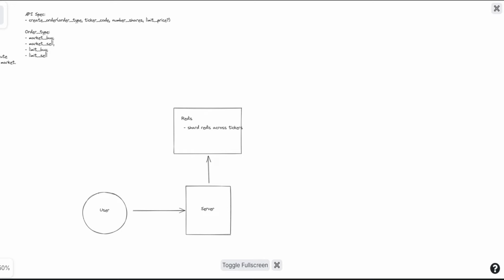Some tickers might be very hot, and some codes may not be very popular. So one shard of the Redis could have multiple tickers, but we should be able to make it such that if a certain ticker is super popular, we reserve that one Redis for that specific ticker, so that we can address a hotspot for that ticker. And yeah. Got it.